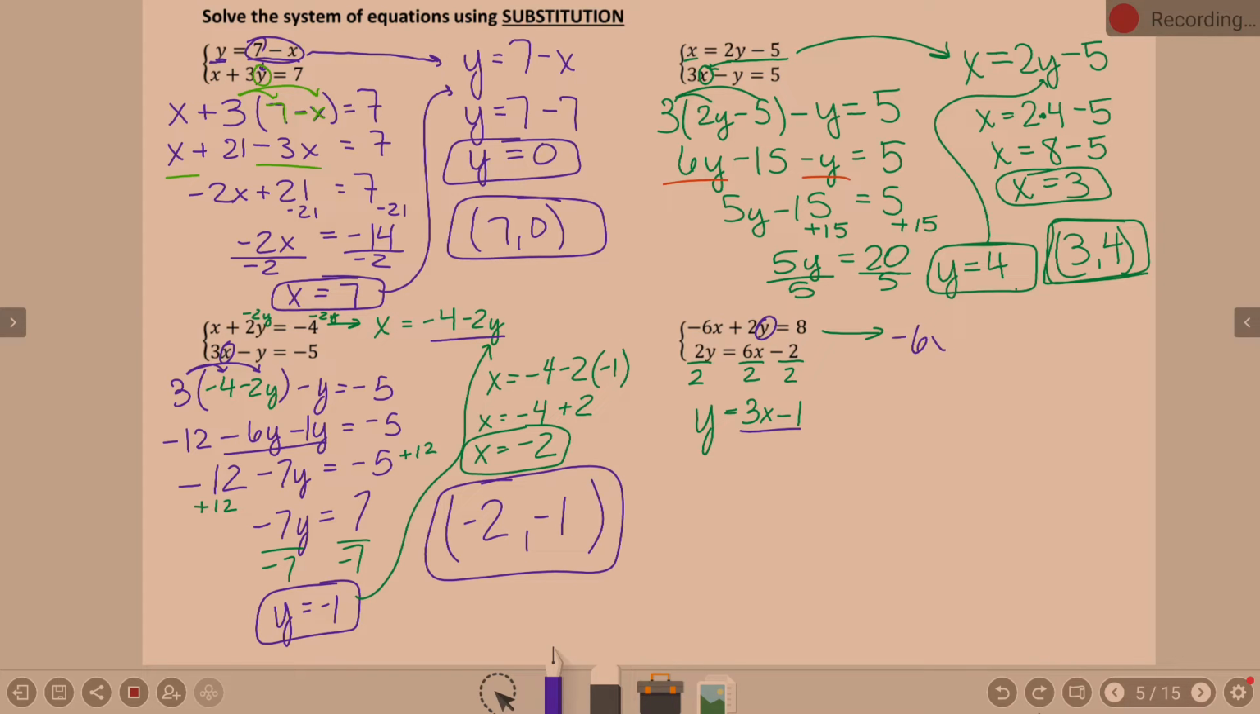So negative 6x plus 2 times y. What's y? 3x minus 1. And that equals 8. Okay, do the math. Negative 6x carries down. We're going to take the 2 and we're going to distribute. 2 times 3x is 6x. 2 times negative 1, minus 2, equals 8.